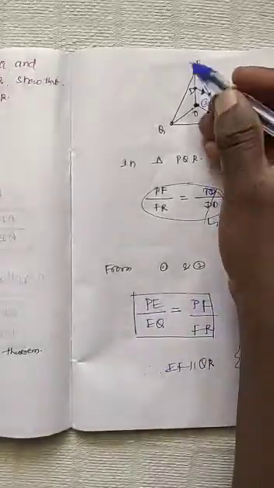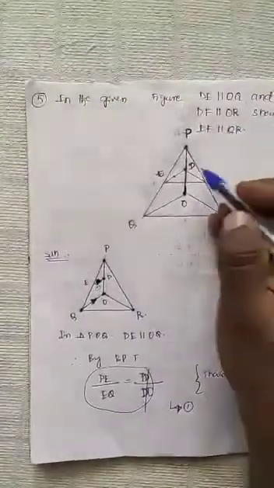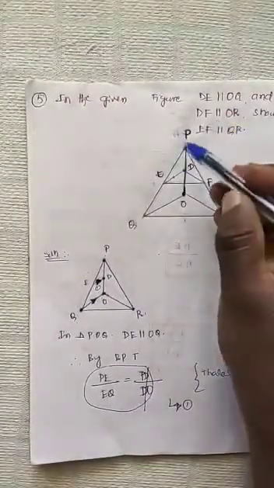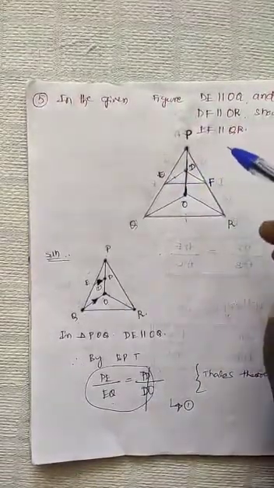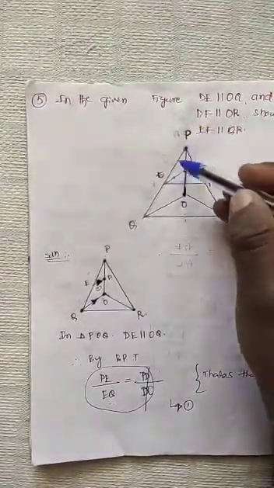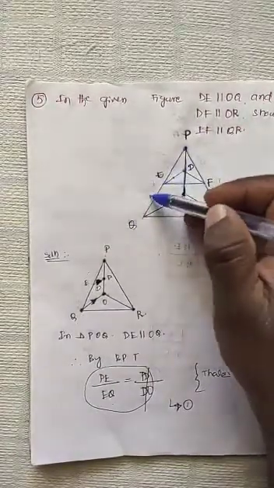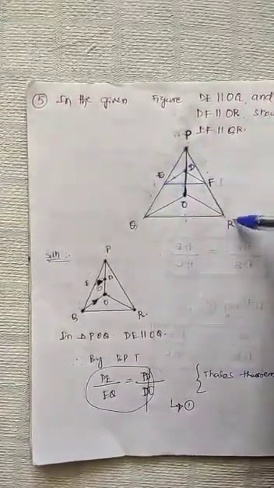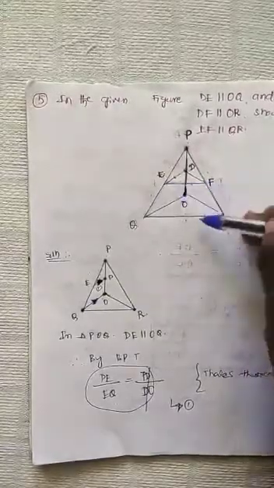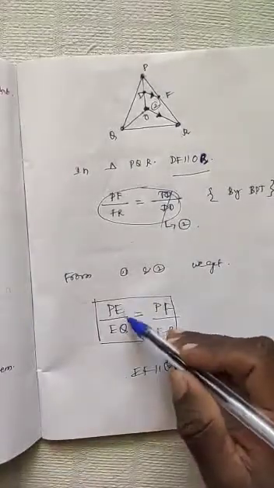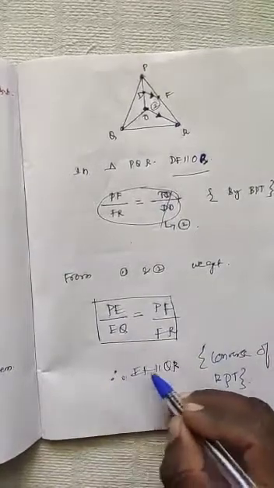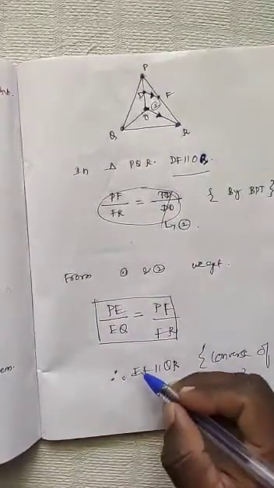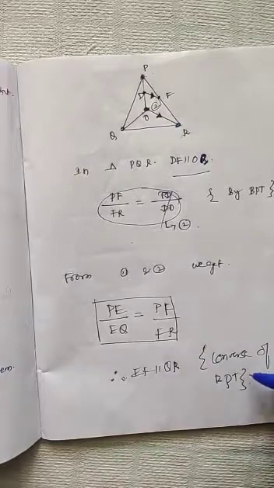Hence, according to the basic proportionality theorem, if a straight line is drawn parallel to a side of a triangle, then it divides the other two sides proportionally. So that is PE by EQ is equal to PF by FR. Hence EF is parallel to QR, right? Therefore EF is parallel to QR by the converse of the basic proportionality theorem, right?